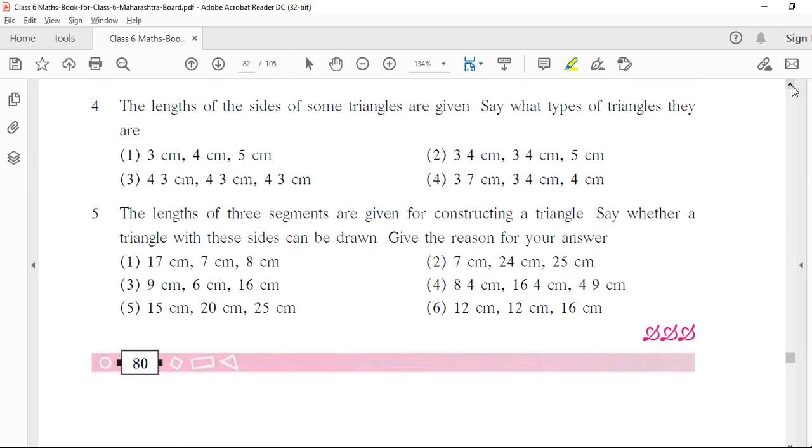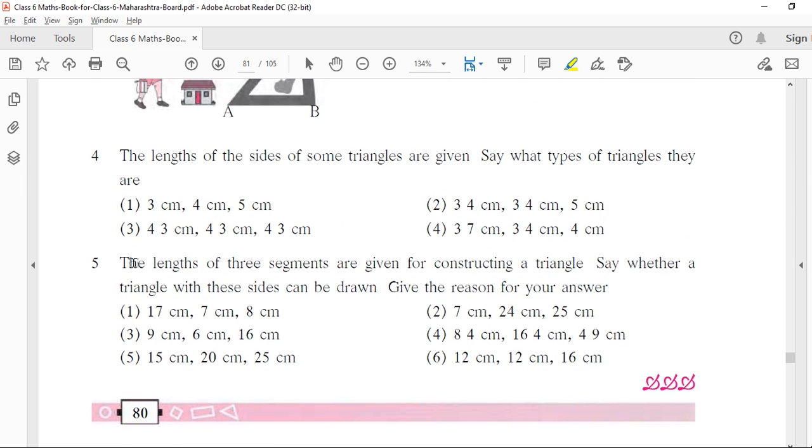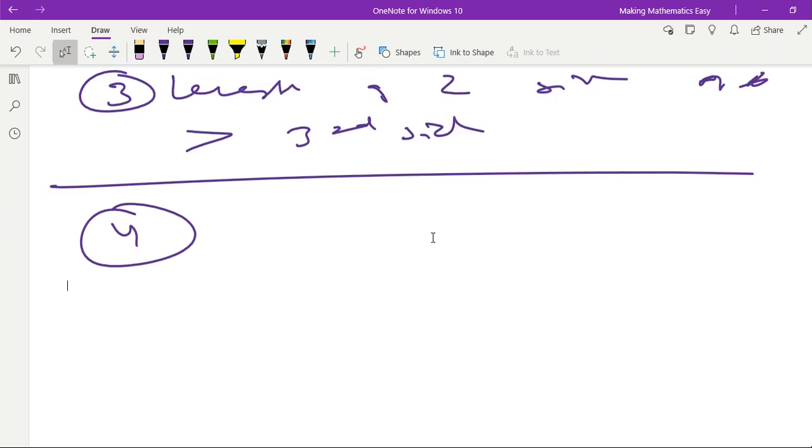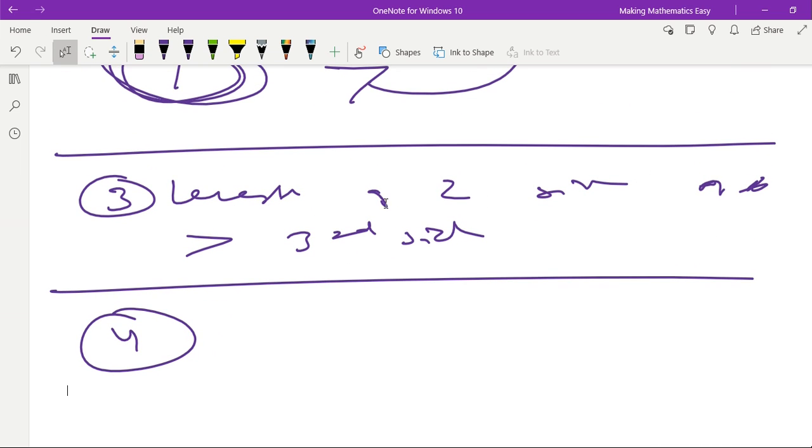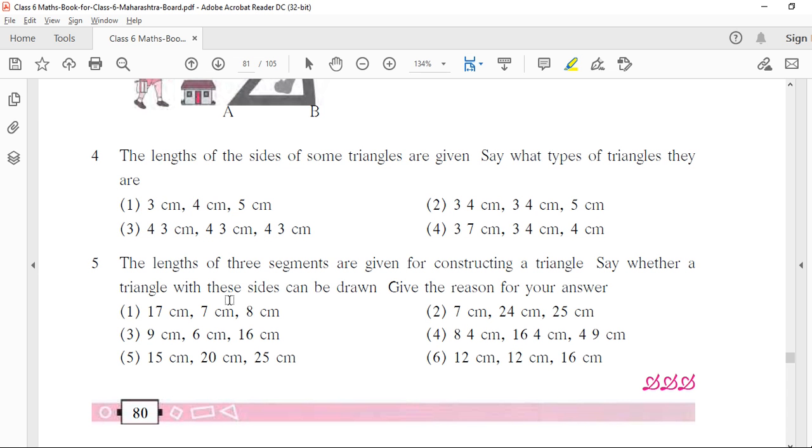Okay, now let us move to the last sum of this chapter, which is sum number 5. The lengths of three segments are given for constructing a triangle. Say whether the triangle with these sides can be drawn. Give a reason for your answer. Now we have to remember this property: the sum of the lengths of two sides is always greater than the third side. So you have to choose the smaller sides.